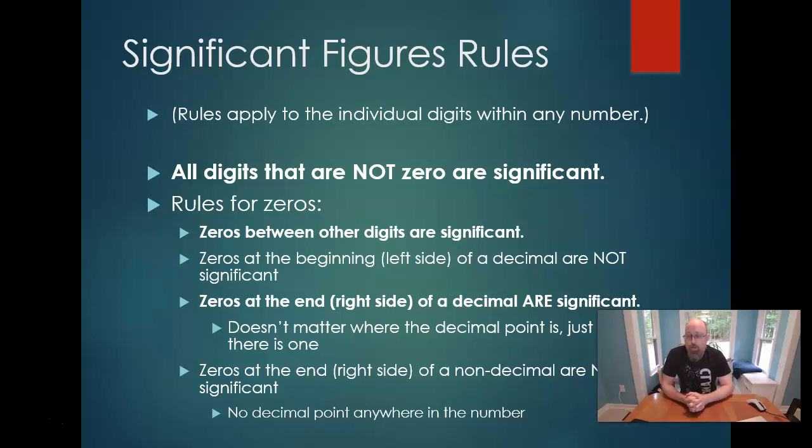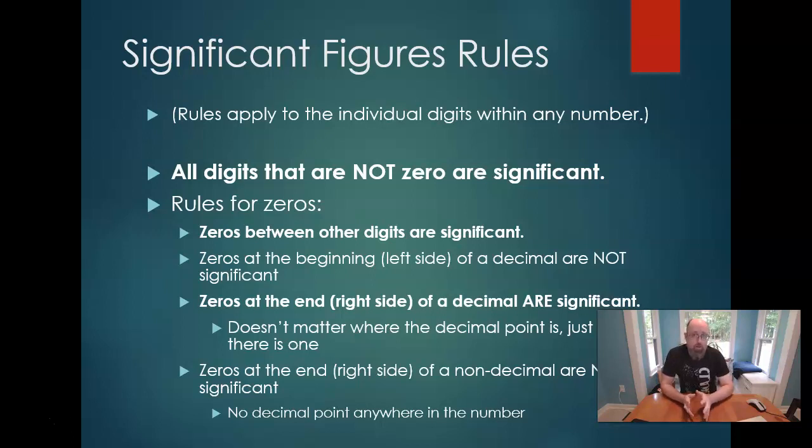All right, so that means only the zeros are really in question when we go through and figure out where to round off. When it comes to zeros, there are 3 rules fundamentally. I've got the last rule broken up into 2 parts, so that's why there are 4 bullet points here. First, zeros between other digits are significant always.